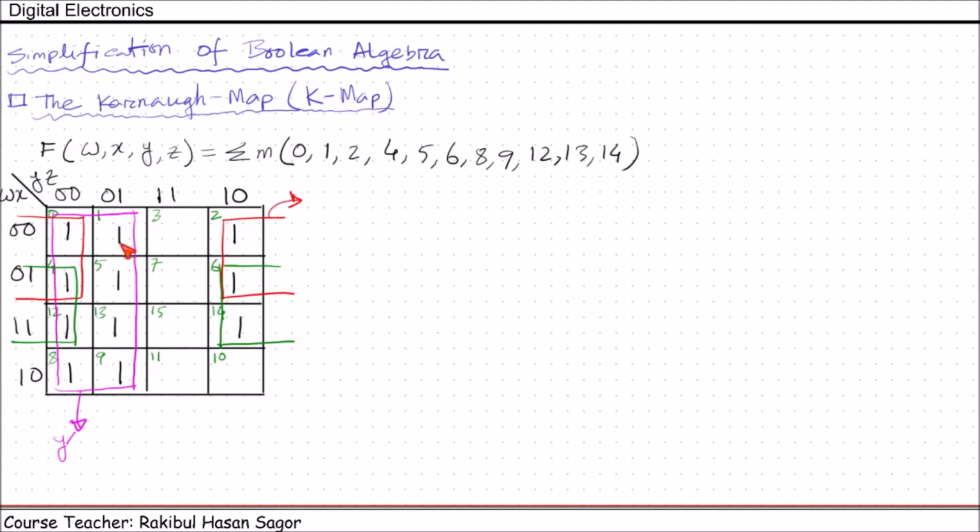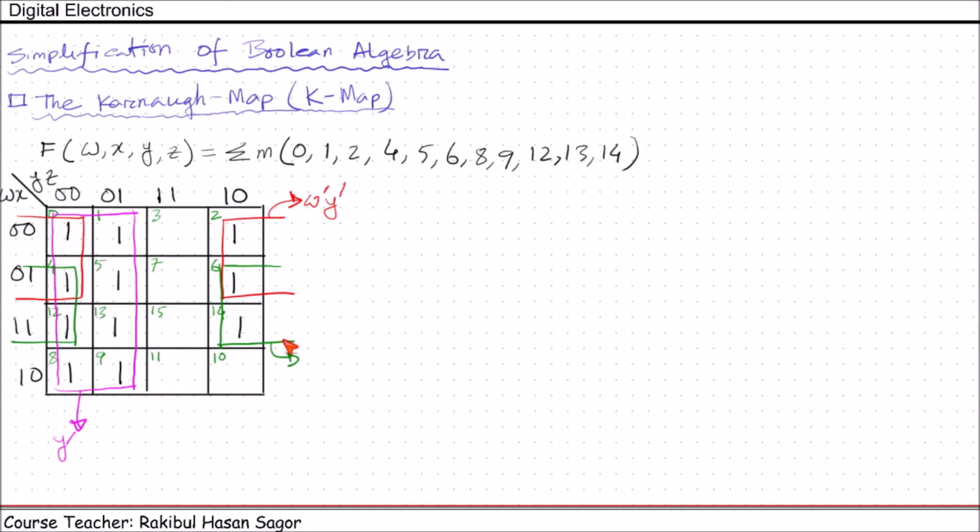Now let's name this red box. What is the name of this red box? We have w equal to 0, w equal to 0, so we'll write w prime. X equal to 0, x equal to 1, ignore x. Y equals to 0, y equals to 0, so we'll write y prime. Z equal to 0, z equal to 1, ignore z.